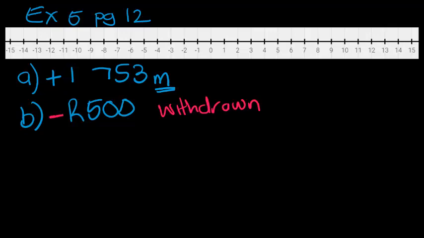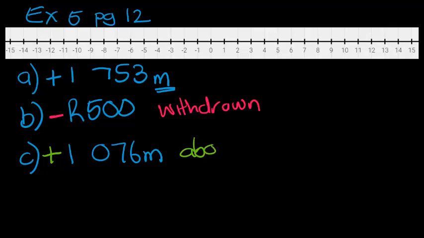Next up, question C. Table Mountain is 1,076 meters above sea level. I've got 1,076 meters, and because it's above, it is positive because the word is above, right? That's my indicator. Next up, I've got the temperature dropped 7 degrees when the sun set.